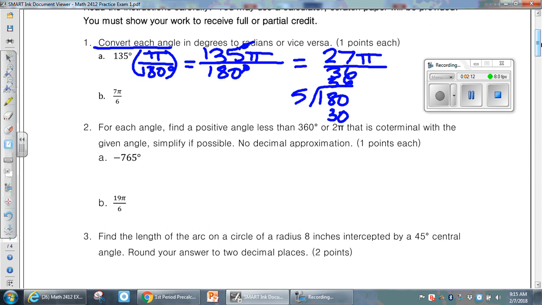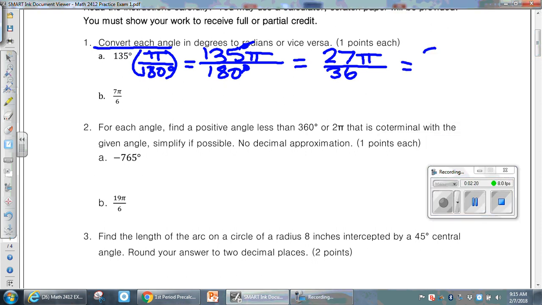So it's 36, okay, and then they're both divisible by 9, correct? 36 and 27? So then that will be 3 pi over 4. And of course, if you have your unit circle, which I will provide to you, but it will be blank, you should know that 135 degrees is 3 pi over 4.